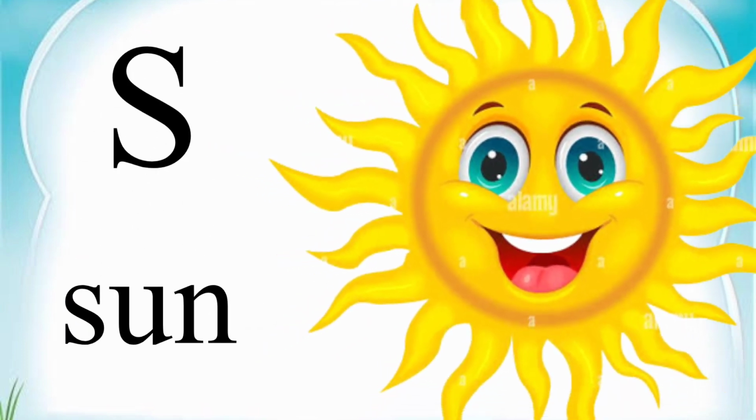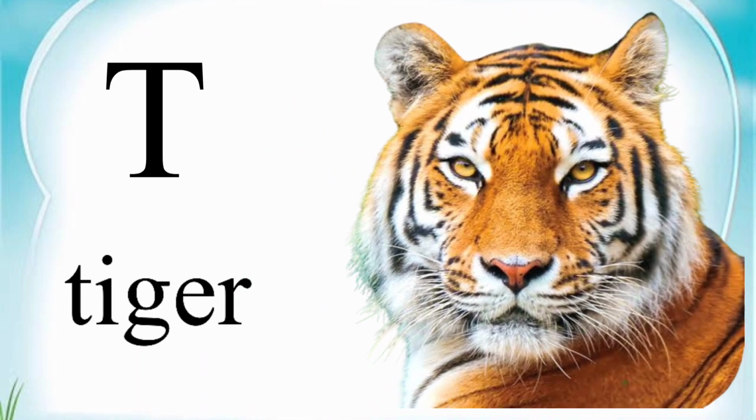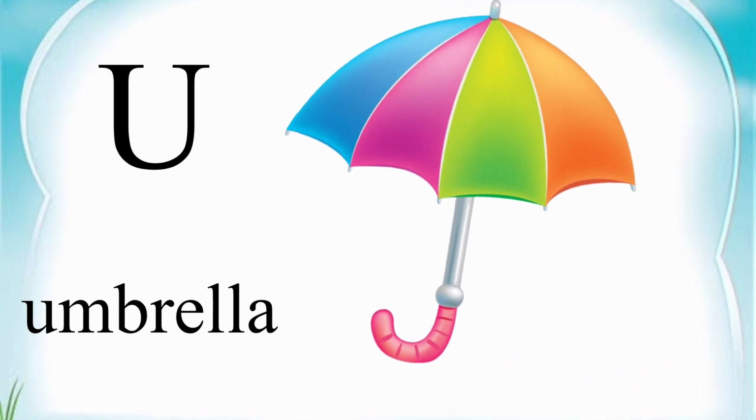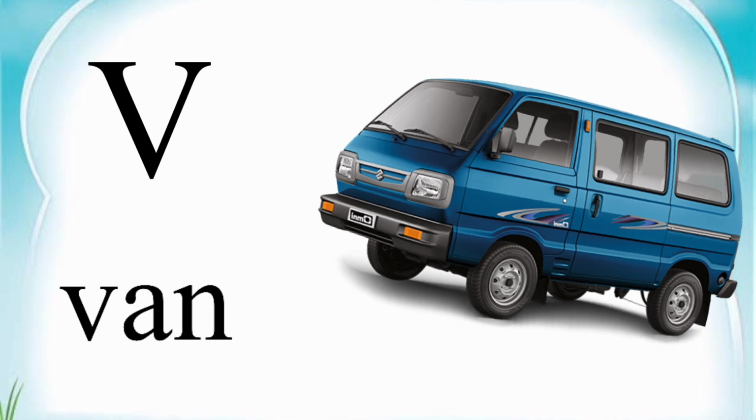S is for sun, sun. T is for tiger, tiger. U is for umbrella, umbrella. V is for van, van. W is for watch, watch.